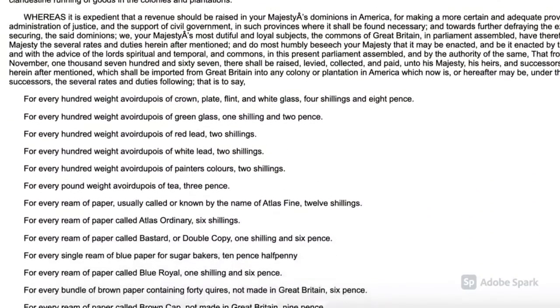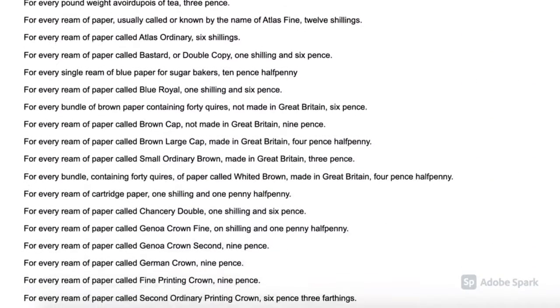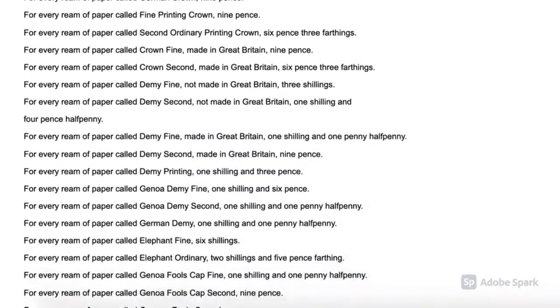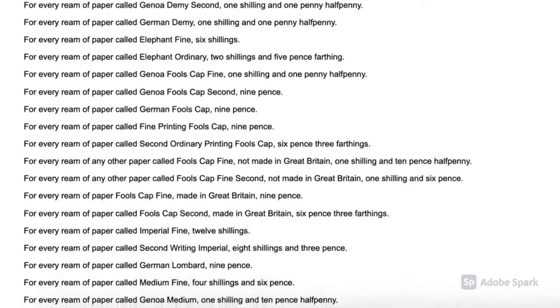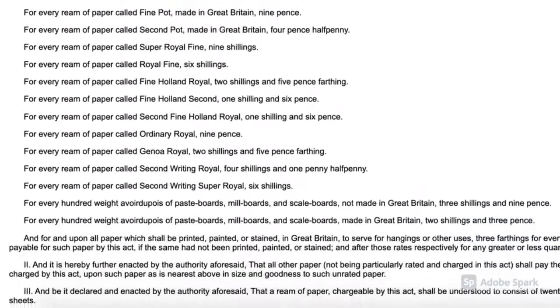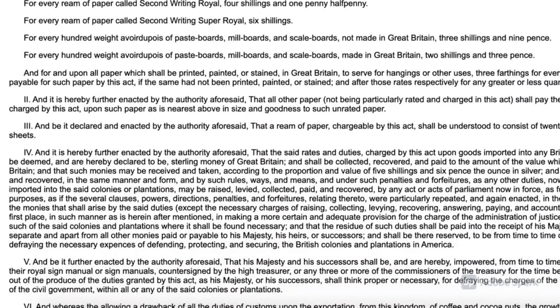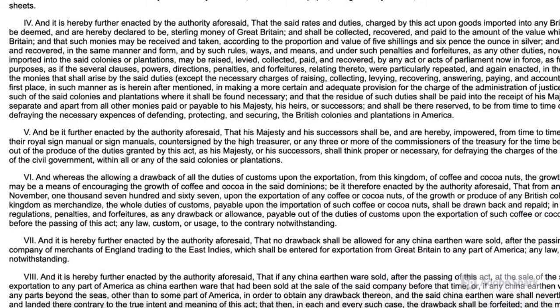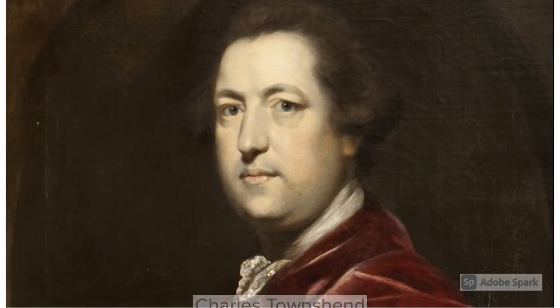So I just wanted to show an example of the Townshend Acts, and this is the document that Parliament released. And as you can see, it is very specific, and there are a lot of items that are taxed on here. And again, it really upset the colonists. It was a huge economic blow to them and benefited them in no way whatsoever, but benefited Britain majorly.